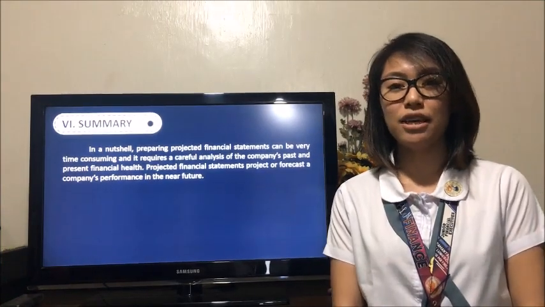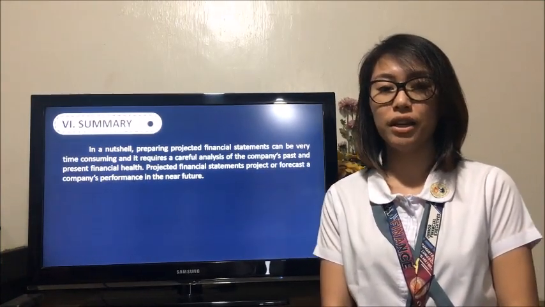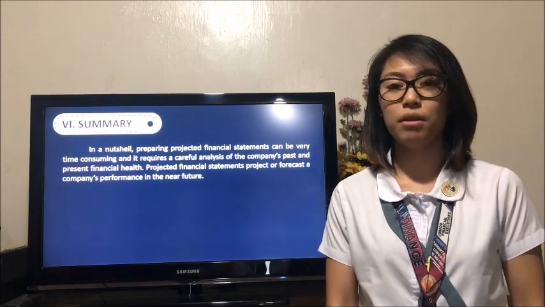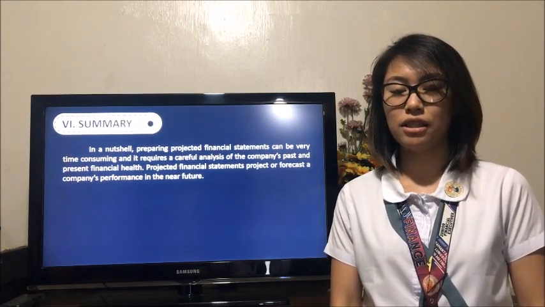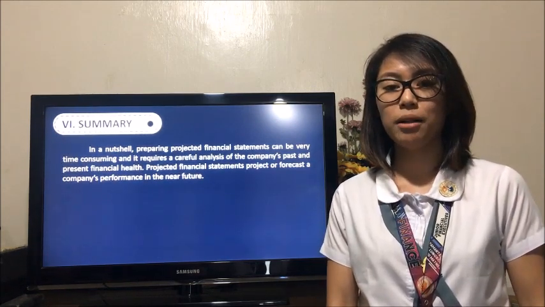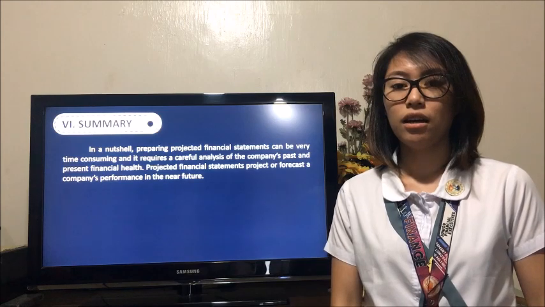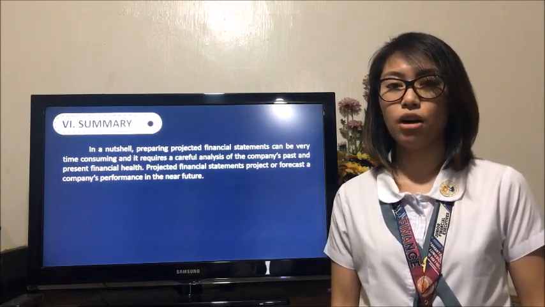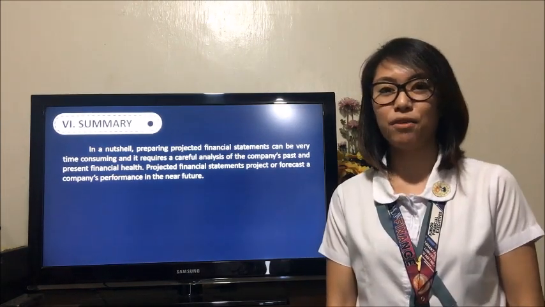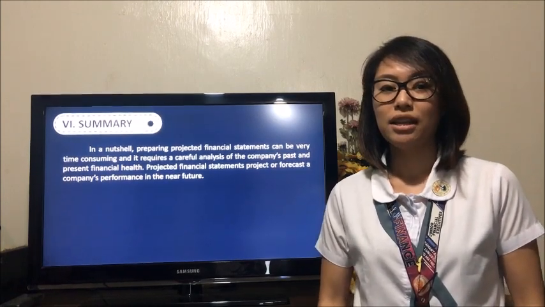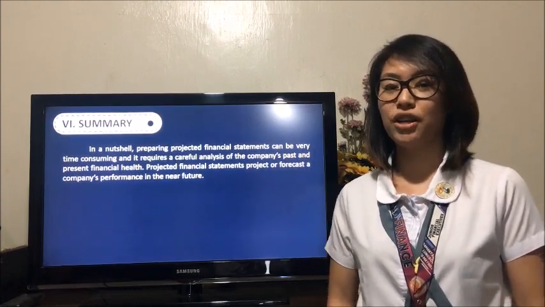Also, projected financial statements are an important part of financial planning to predict the outcome of an entity's results in future periods. They can also be a guide to help the entity grow without running out of cash. By studying the past performance of the entity, the analyst will be able to predict the company's future condition.